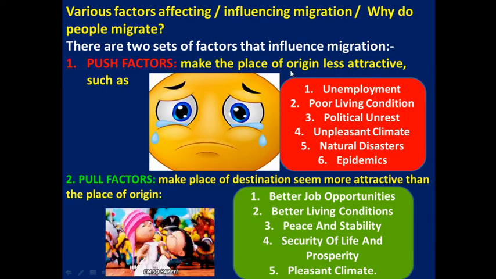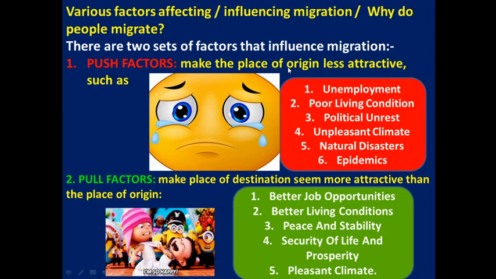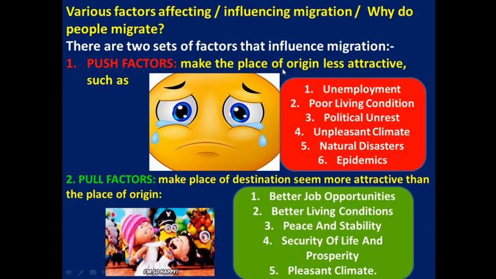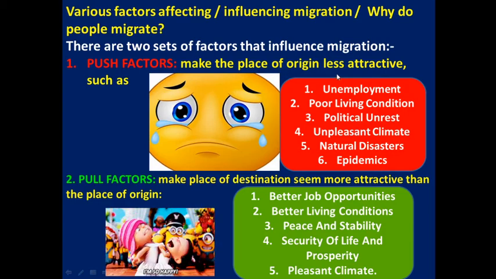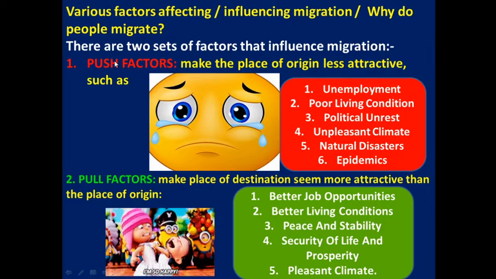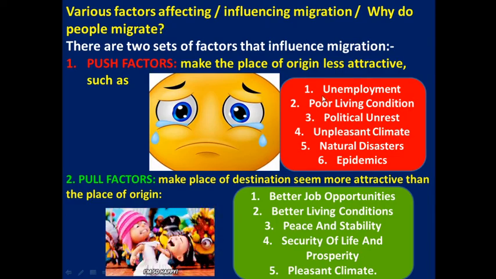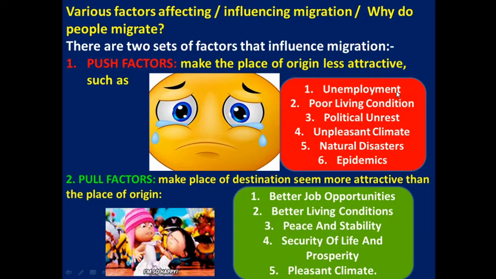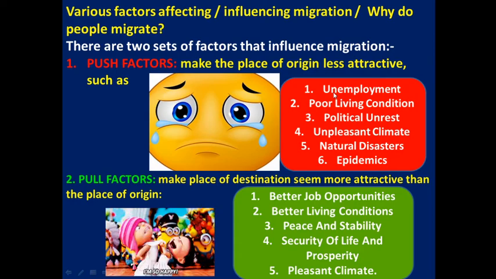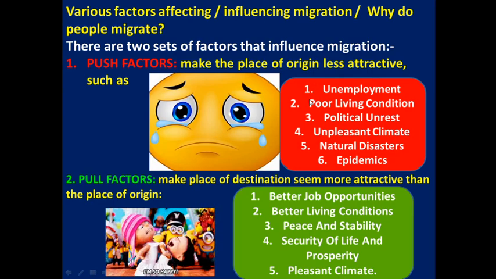So we know what is meant by place of origin and what is meant by place of destination, right? We already discussed that. So place of origin is less attractive. Because of that, people are moving out. What are the push factors? In that particular country or region, we have lots of unemployment. Because of that, in order to find better job opportunities, people are moving out of that region.